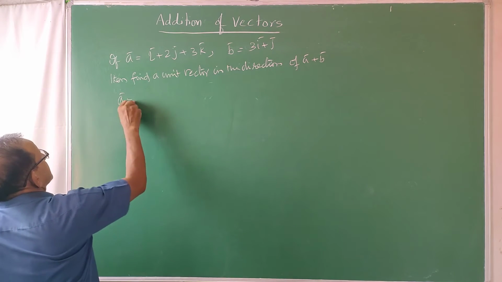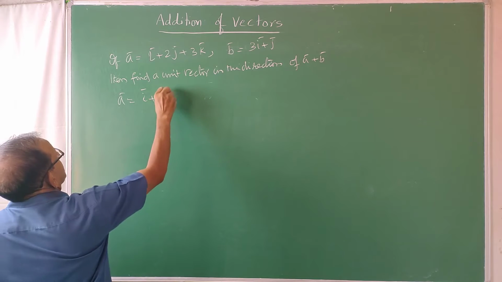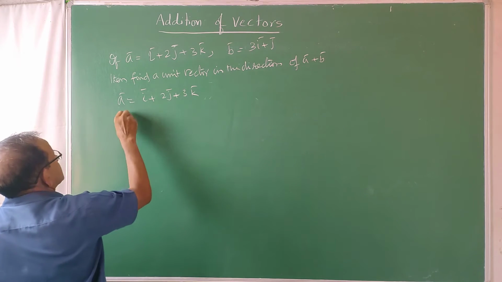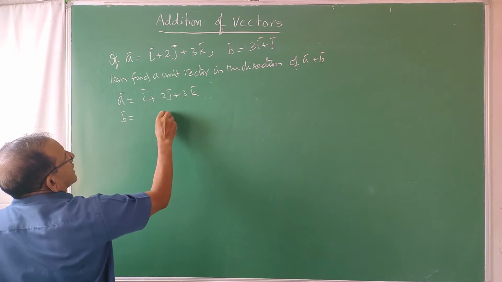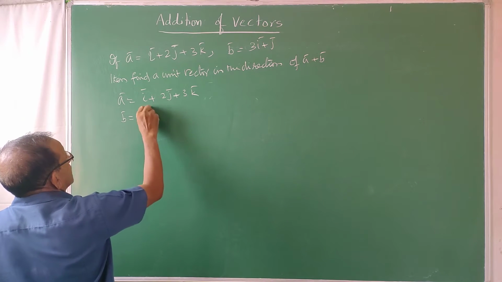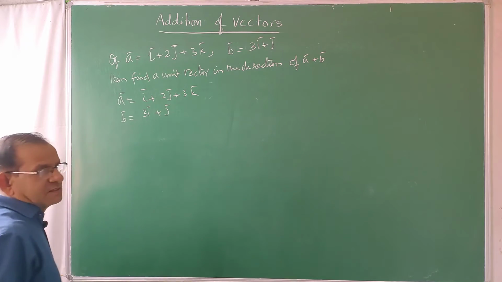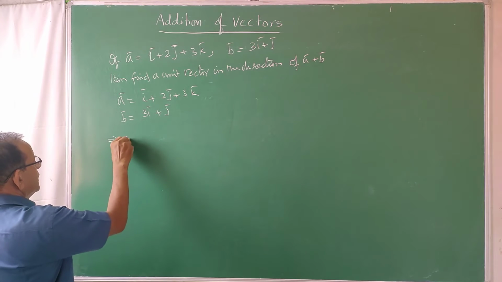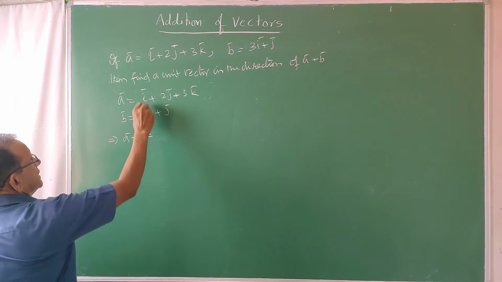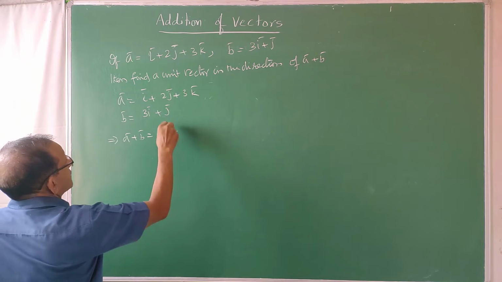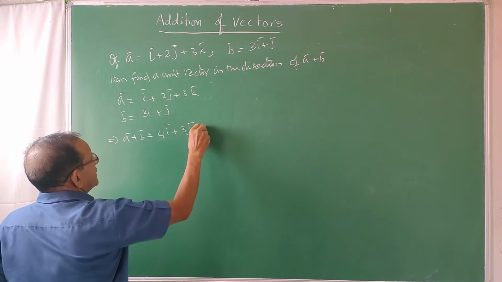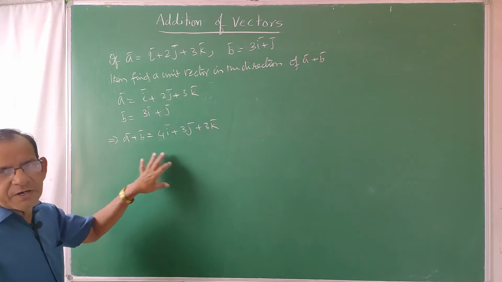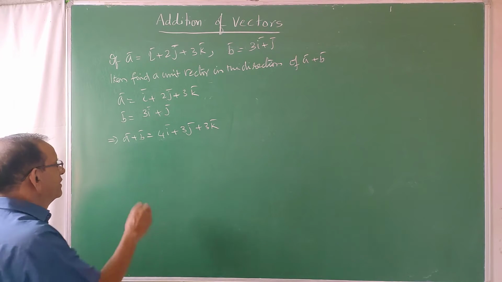What is a bar here? i bar plus 2j bar plus 3k bar, and b bar is 3i plus j bar, no k bar. Add these two, implies a bar plus b bar is 3i plus i, 4i, j plus 2j, 3j, plus 3k. Then we have to find out the modulus of a bar plus b bar.